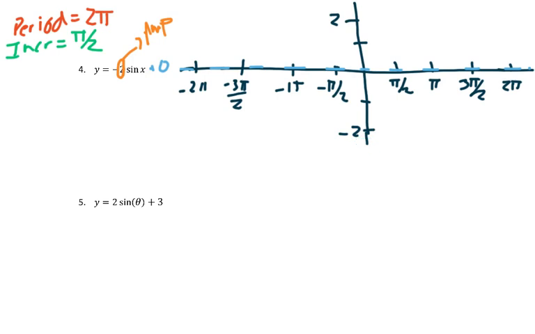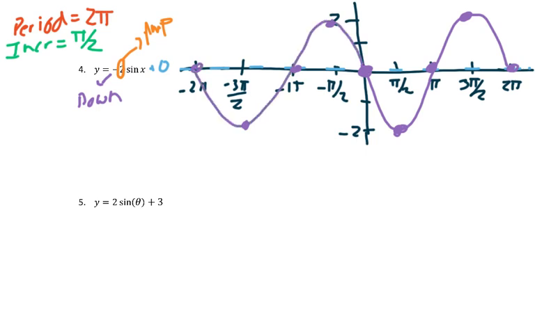So when I graph, sine starts on the midline. So I'm going to start on the midline. Now because it's a negative, this means instead of going up, I'm going to go down for my first increment. So when I go to pi over 2, I'm going to go down 2. And then I'm going to go back up 2 to my midline, and then to the top, and then back to the midline. And then to get the other half, go back around.